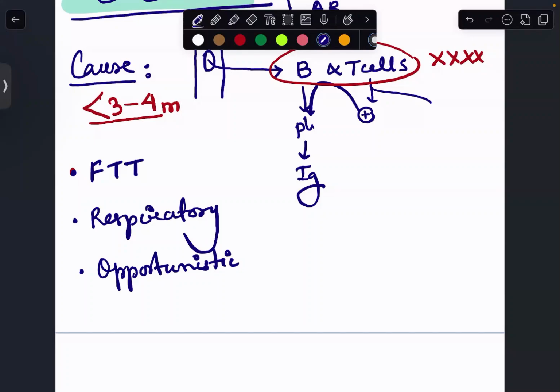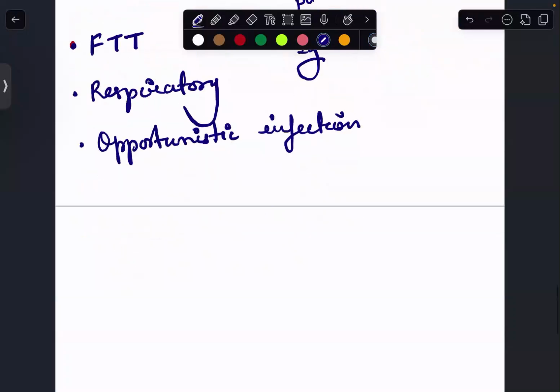That is, they take the opportunity and go and infect that particular person. So this opportunistic infection occurs very commonly in these children. What are these opportunistic infections? Who are these? Common organism names.